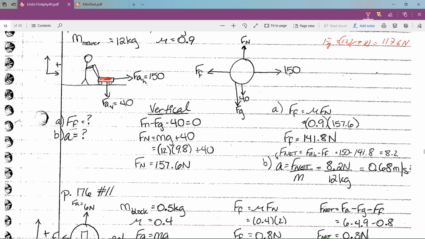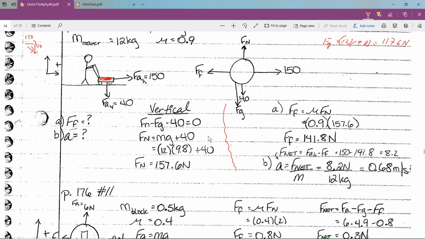Okay, so that might be useful for something. What else do we know? We know that the person is pushing horizontally with 150 newtons and down vertically with 40. So it's at an angle. So if you really wanted to get that applied force, you could take 150 and 40 and get that value. But it's already in components, so let's not bother to do that. Here's the free body diagram. So we want to get the force of friction and the acceleration of the lawnmower.